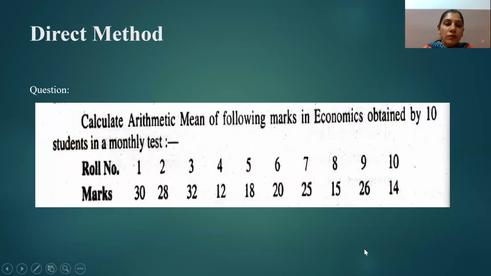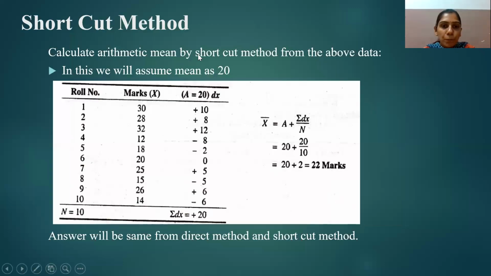Now we will solve the same question with the shortcut method. In this we will do the calculation of the same question with the shortcut method. As I've told you, the answer will be the same for both methods. There is no change in the answer for the direct method and the shortcut method.